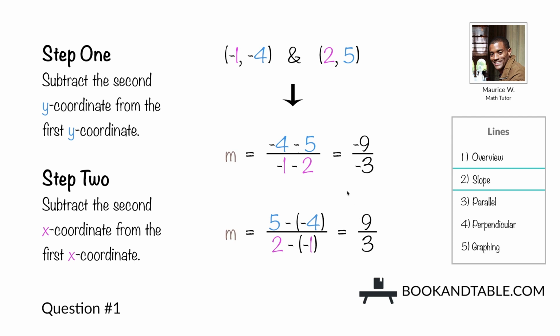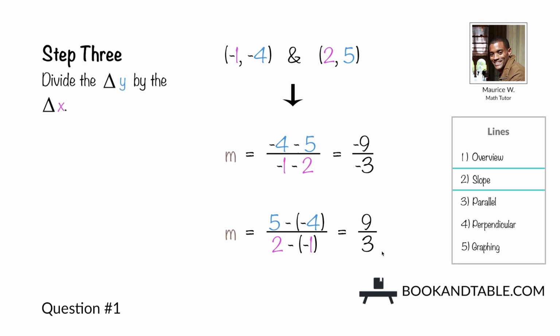Step 2, subtract the second x coordinate from the first x coordinate. So if you subtracted this point from this point, negative 4 minus 5, then in the denominator you have to use this x coordinate first, so it'd be negative 1 minus 2. Negative 1 minus 2 would give you negative 3 in the denominator, your change in x. Here, we did 5 minus negative 4. So in the denominator, this one goes first. We have 2 minus negative 1. 2 minus negative 1 becomes 2 plus 1, which gives you 3.